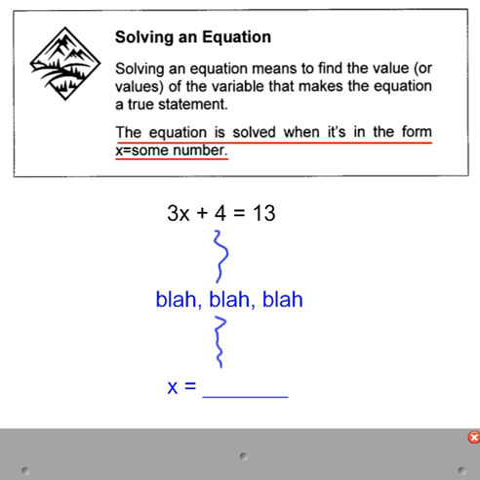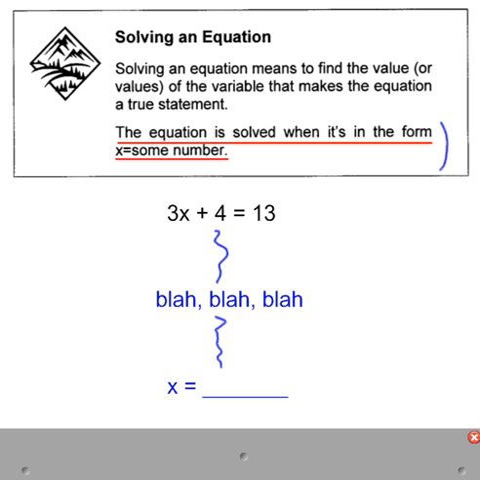We talked in the last video about what a solution to an equation is. Well, solving an equation means to find the solution, to find the value or values of the variable that make the equation a true statement. So remember, a solution was the value that makes it a true statement. Solving is the process of finding that value. The important thing here for me is this underlined part that says the equation is solved when it's in the form x equals some number.